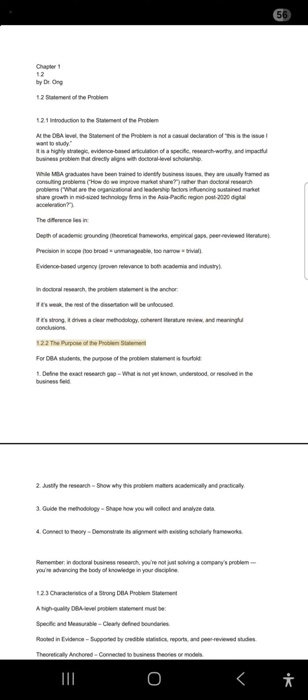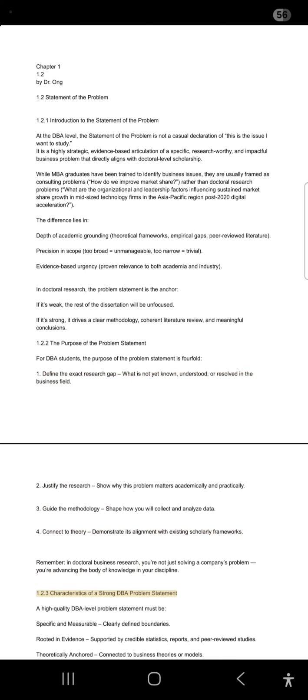1.2.2 The purpose of the problem statement. For DBA students, the purpose of the problem statement is fourfold. 1. Define the exact research gap: what is not yet known, understood, or resolved in the business field. 2. Justify the research: show why this problem matters academically and practically. 3. Guide the methodology: shape how you will collect and analyze data. 4. Connect to theory: demonstrate its alignment with existing scholarly frameworks. Remember, in doctoral business research, you're not just solving a company's problem, you're advancing the body of knowledge in your discipline.